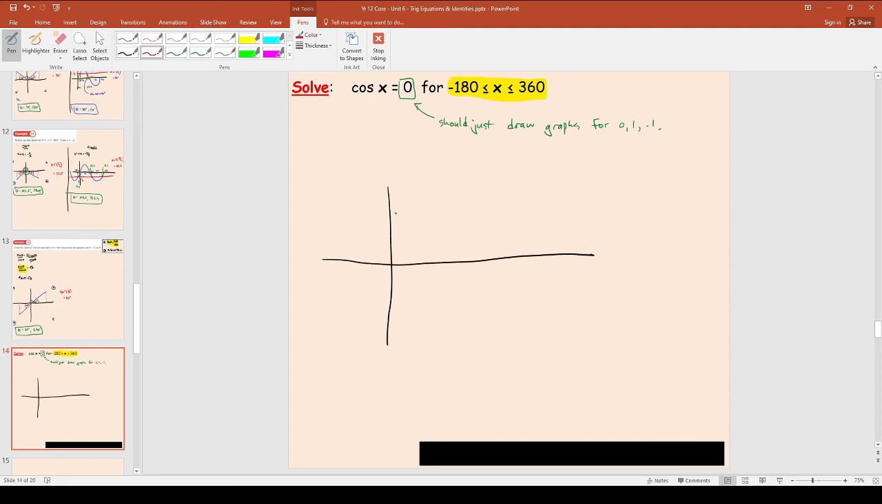Cos is the one that starts up high. So let's do it. Starting at 1, it goes like that. And then let's go down here to minus 90, minus 180. Okay, label our spots. That's going to be minus 90. That's going to be minus 180. That's going to be 0, 90, 180, 270, and 360. Okay. Now, we want it to equal 0.